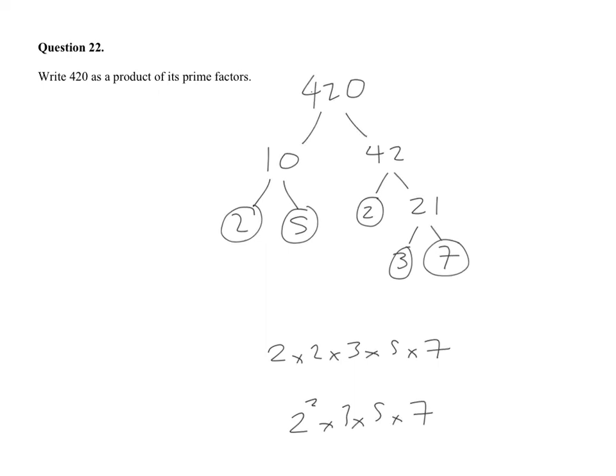Now you need to be writing them with these multiplication signs in between, because we're writing it as a product of its prime factors. So a product means that we're multiplying all of these numbers together to get 420.